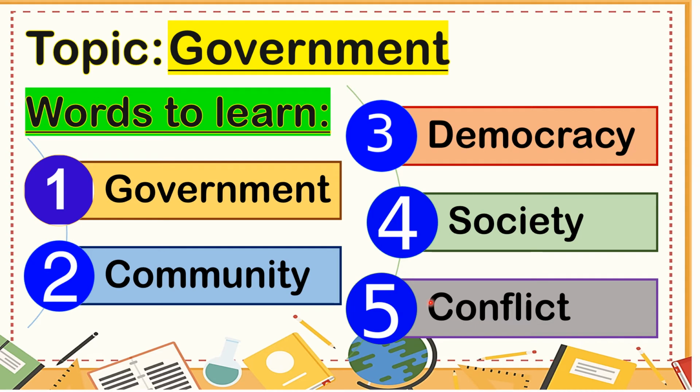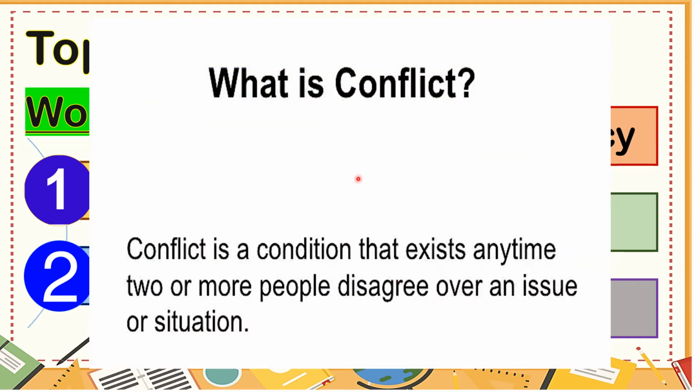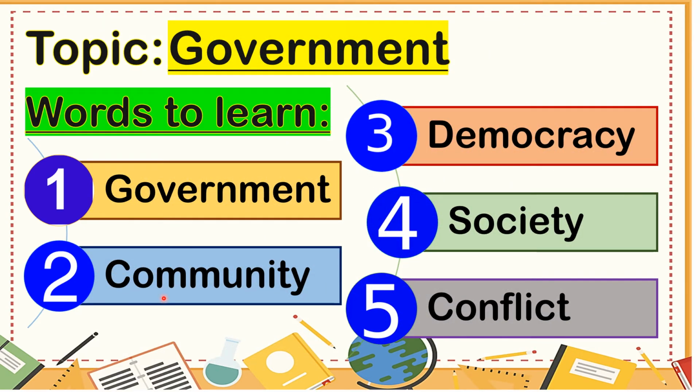Now the last word is conflict. What is conflict? Conflict is a condition that exists anytime two or more people disagree over an issue or situation. So these are the five words to learn.